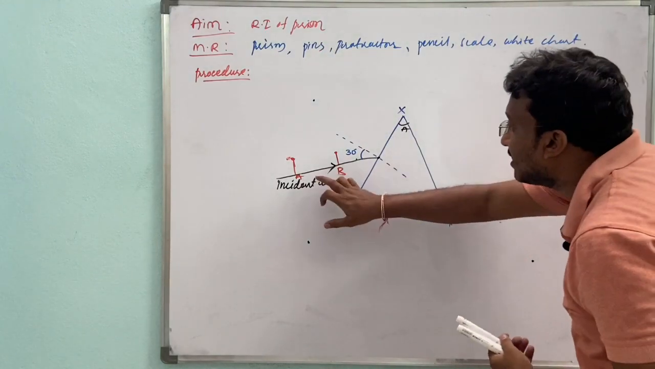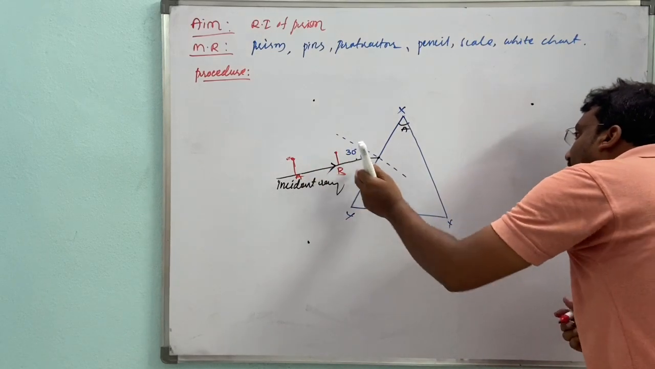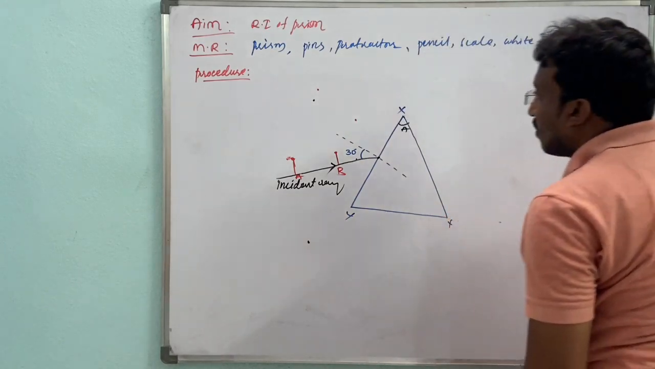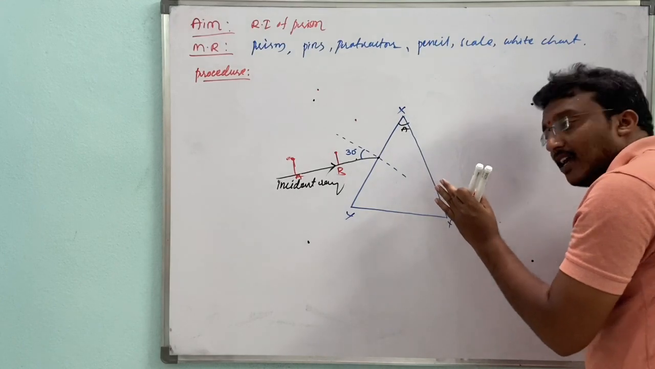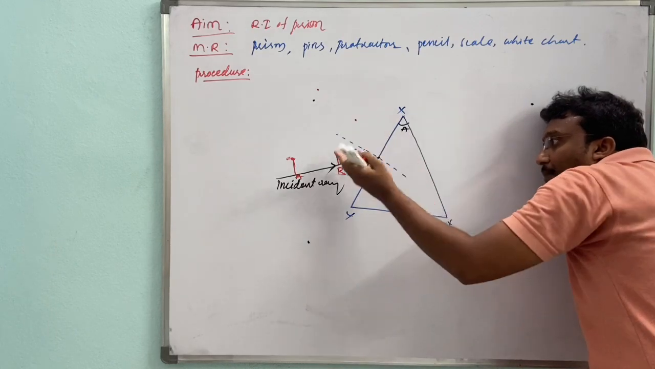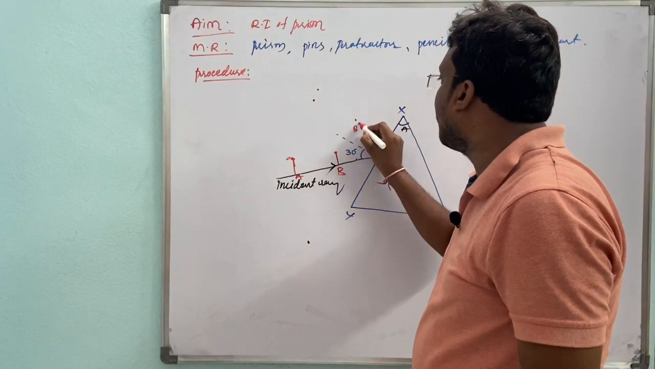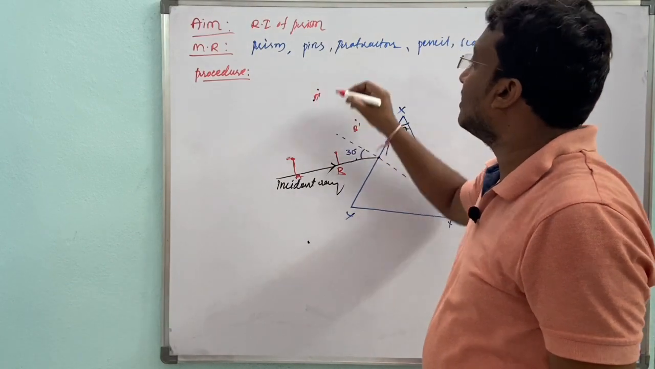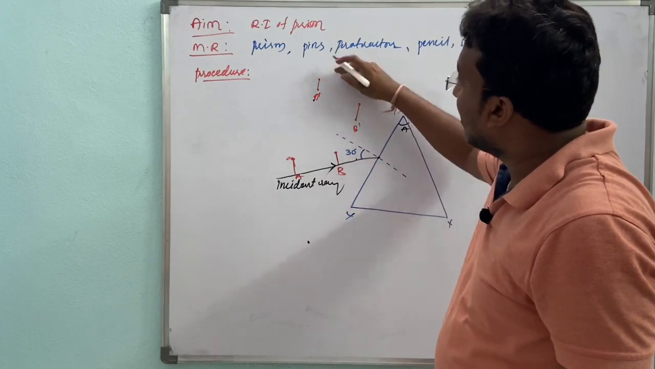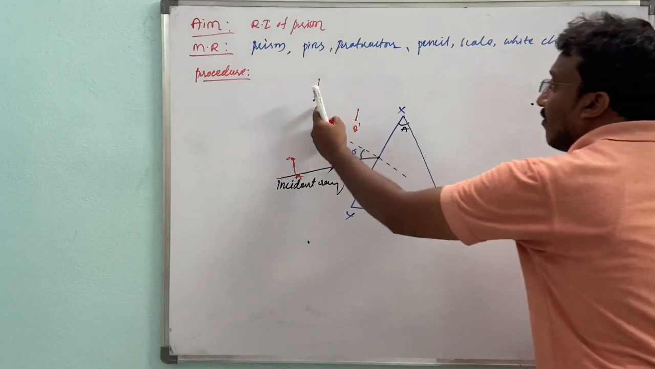Then while seeing the pins A and B from this surface, the images of these pins appear here and here. Got it? While seeing the pin images of A and B from this surface, their images appear here. Right? Here you feel it is B dash and A dash. These are images, right? Okay, images of A and B. A dash, B dash are images of A and B.